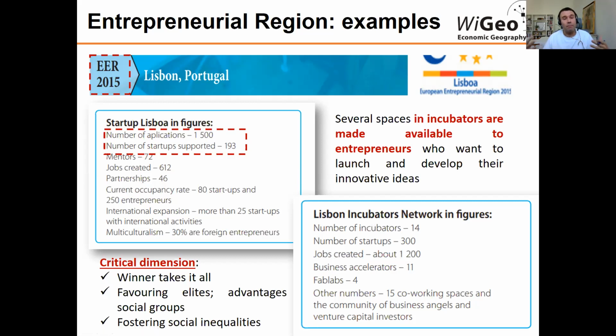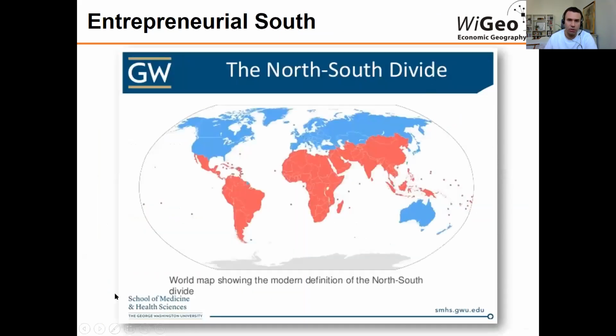So there are different dimensions to explore when we are investigating the true capacity, the true capabilities of this kind of innovation policy, be it intended to support entrepreneurship or only technological developments. And in the end, we can have these kinds of programs funded by public money, fostering uneven development and even fostering social inequalities within a specific region.